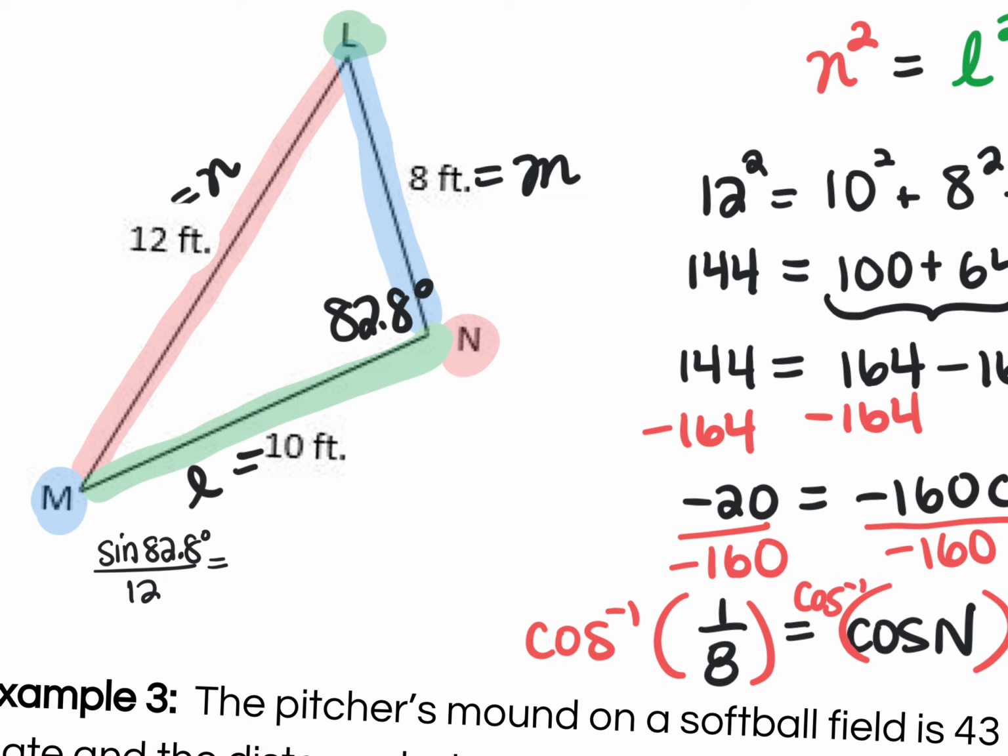Okay, you've had lots of practice with law of sines. Go ahead and see if you can find angle L. Come back and check your answer. We should hopefully get 55.8 for angle L, and then we can just subtract 55.8 and 82.8 from 180, and you're going to get the other angle, which will be 41.4.